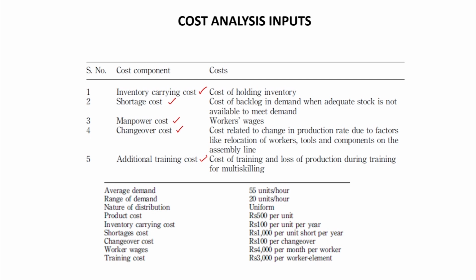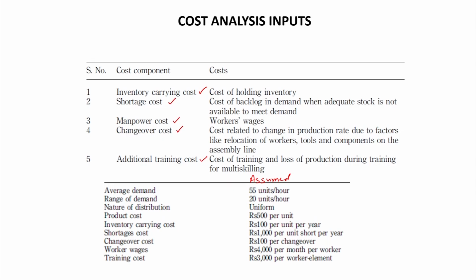In case of constant production rate and constant manpower, there is no training cost, but if you are changing the production rate, elements are getting shifted from workstation to workstation. So, additional training, multi-skilling is required. These are some of the parameters we have assumed in this case.